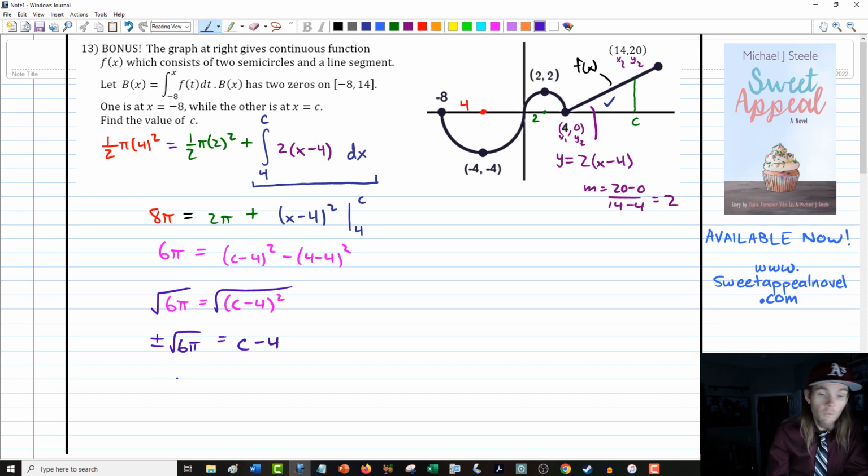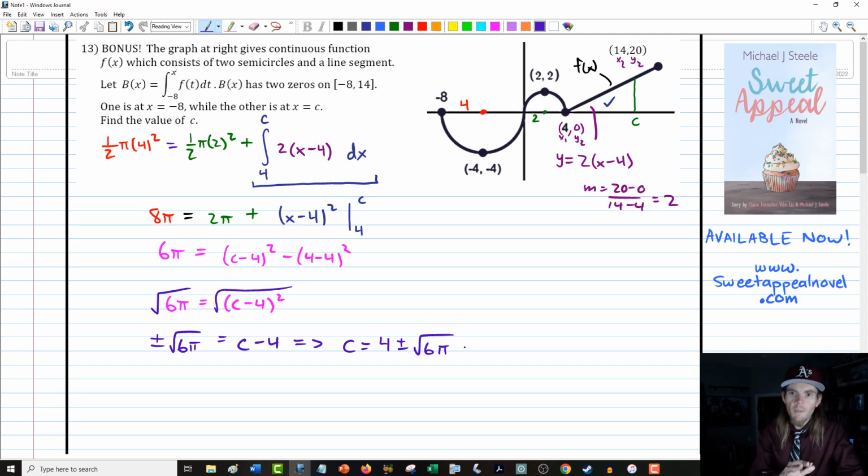And of course, you can add 4 to both sides, and you will see that c is going to be 4 plus or minus the square root of 6 pi. Now, no one stopped here, so I didn't have to make a decision on scoring an answer like this, but this isn't the correct answer, and it's pretty obvious why. For one, the problem said there's only one more 0, so it can't be both of them. One has to be incorrect.